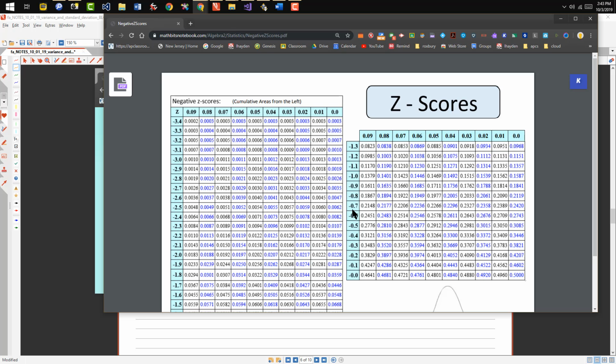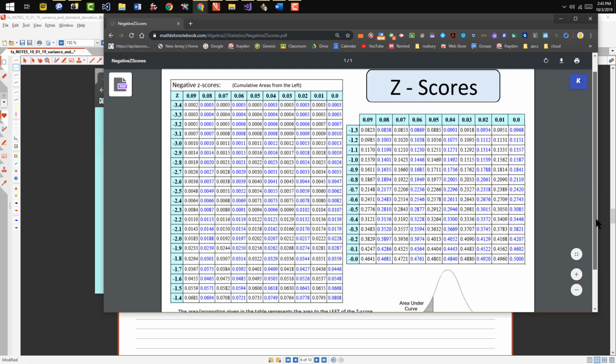0.71. Well, I'd go to negative 0.7 for my row right here, and I'd go to 0.01 for the column, and that value 0.2389 means that 23.89% of the data is going to be found to the left of that z-score, and then the other percent is going to be found to the right of the z-score.